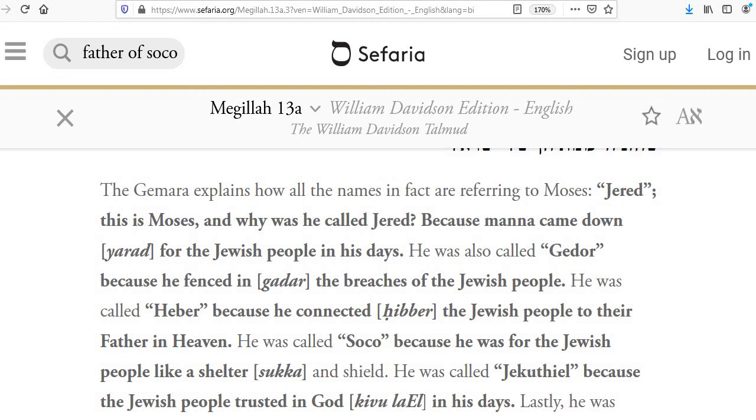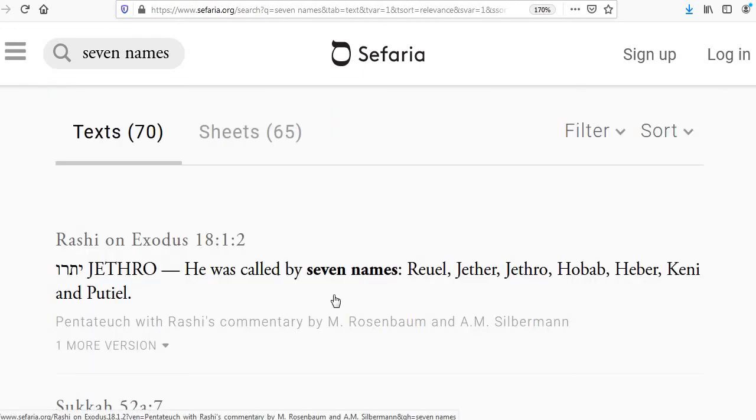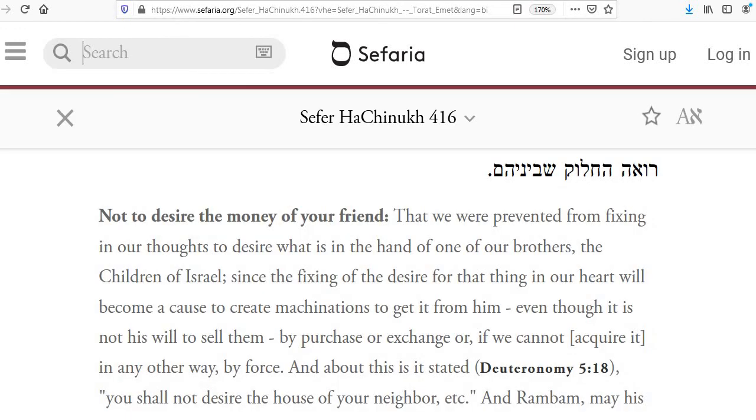And then you'll notice Jethro also has 7 names, so they both have 7 names. And how about that? One of them is the same. Heber is one of the names of Jethro. I'm telling you this because it implies that this is a commandment that applies to both Jew and non-Jew. But there's another reason I'm telling you this as well.